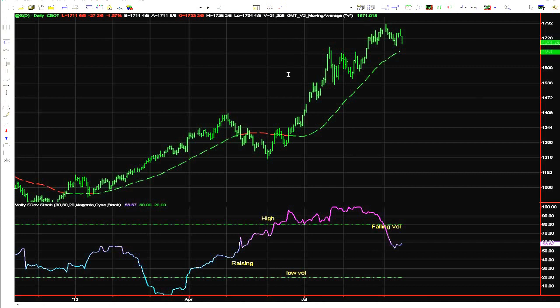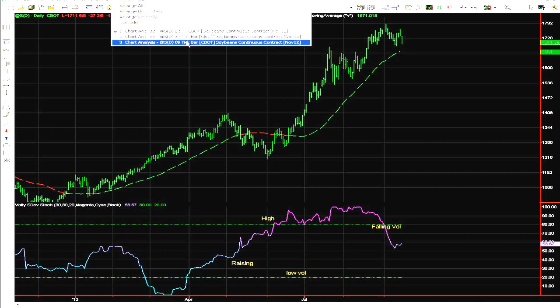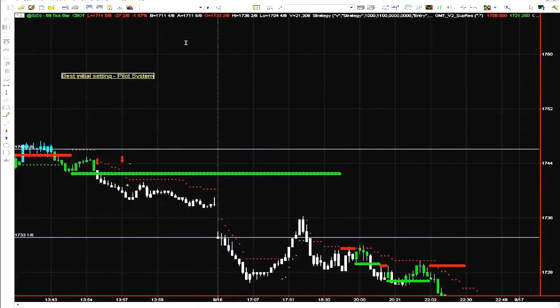And this is one thing we're going to be looking at regularly on these higher time frames, the daily, the 30-minute, the 60-minute. We'll be starting to add that to our repertoire. So let's just go back here for a second. Now, this is our initial best settings on the pilot system. So when I say initial best settings, I mean best settings we've come up with so far.